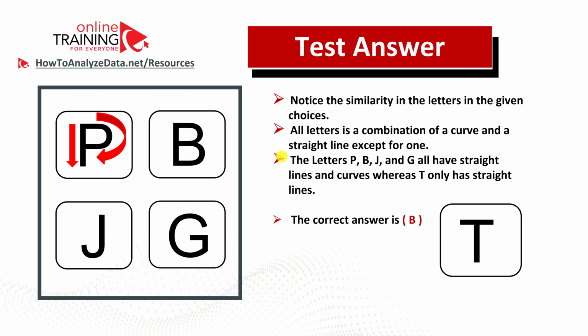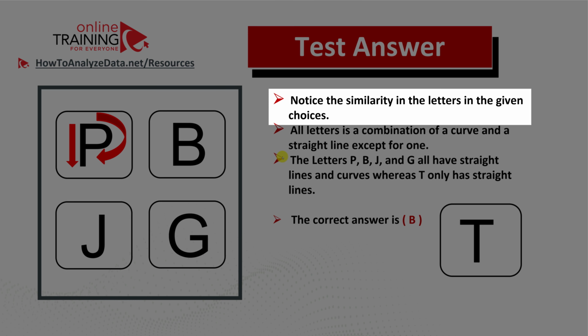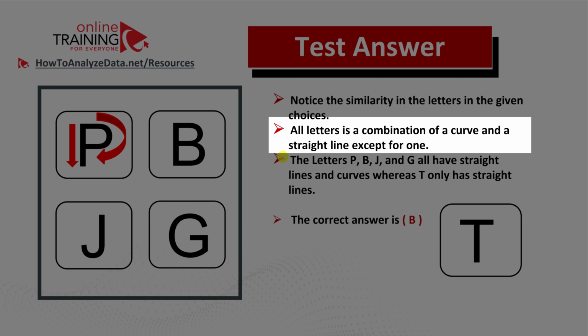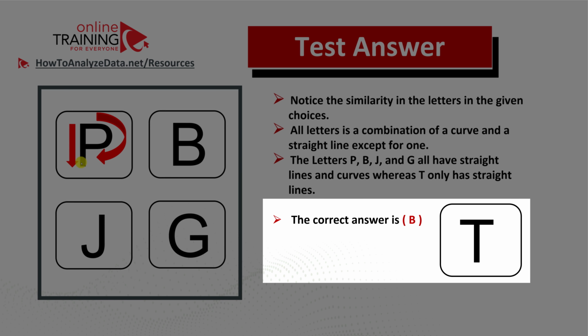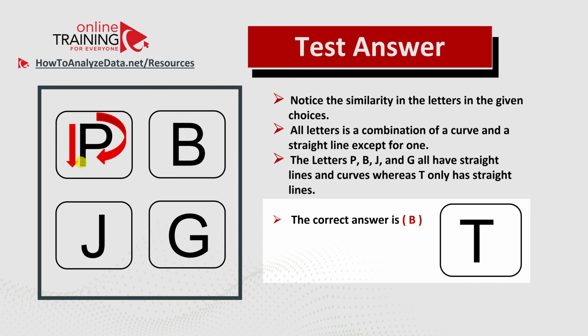When you look at the patterns, you can notice the similarities in the letters for the given choices. All letters are a combination of the curve as well as straight line, with the exception of one. The letters P, B, J, and G presented here, they all have combination of curve as well as straight line. The only letter that does not match this pattern is letter T. So the correct choice here is choice B, letter T. Hopefully you've nailed this question.